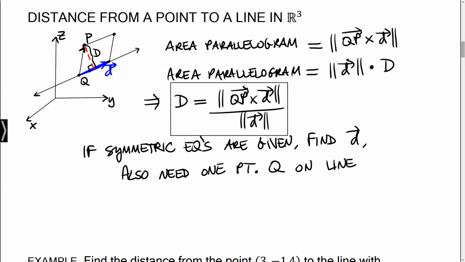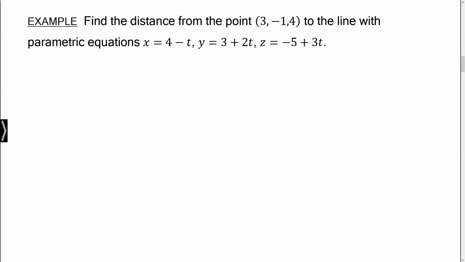Right, so again, let's look at an example. We're going to find the distance from the point 3, negative 1, 4 to the line with these given parametric equations. Okay, so the first thing is to figure out a point on the line and our direction vector. And that's not very difficult from the parametric equations. We could take a point, Q, just to be 4, 3, negative 5. That's just taking t equal to 0.